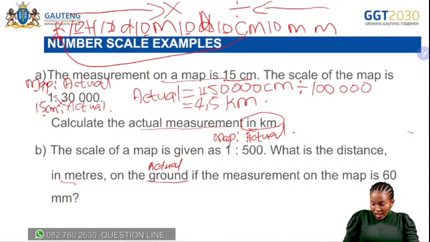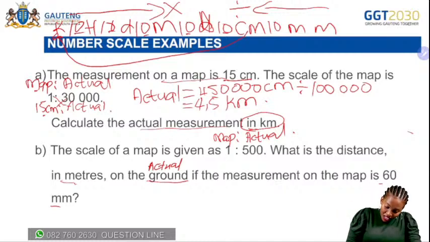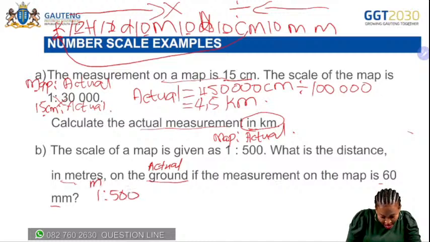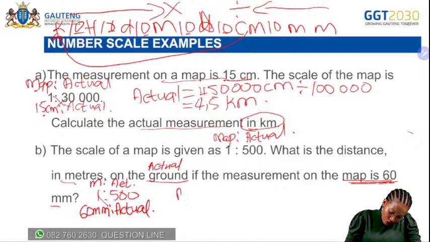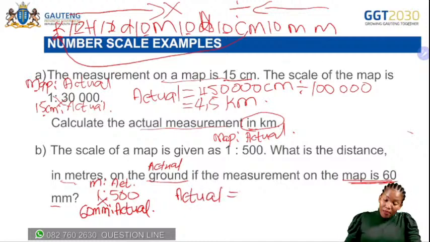If the measurement on the map is 60 millimeters, so the measurement on the map has already been given. So again, we will say 1:500,000. Remember, this is map is to actual. So we have the map distance given to us. What is the map distance? It is 60 millimeters. We want the actual distance now. So we cross multiply. 1 multiplied by actual equals 60 multiplied by 500,000.